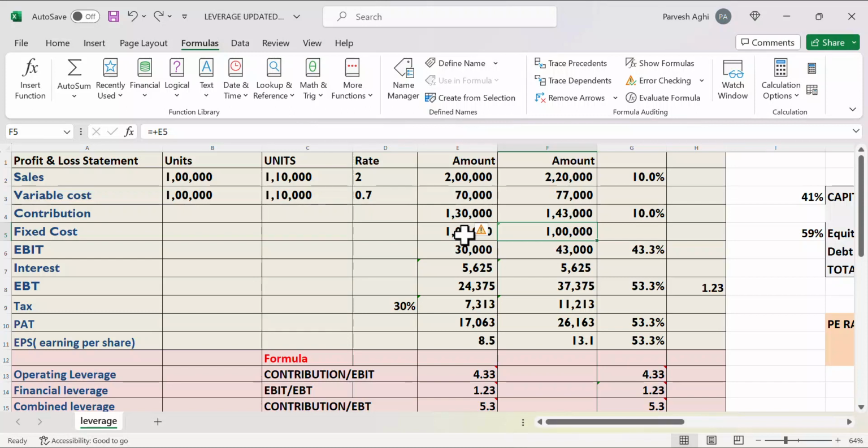So here your fixed cost is 1 lakh. In both the cases, it has not changed. So what will happen is there is a 43% increase in the operating profit of the company. A 10% increase in sales has led to a 43% increase in the operational profit of the company. And since you have taken a loan, your interest liability is also not going to change, which means your profit has again gone up to 53% because you have two leverages.